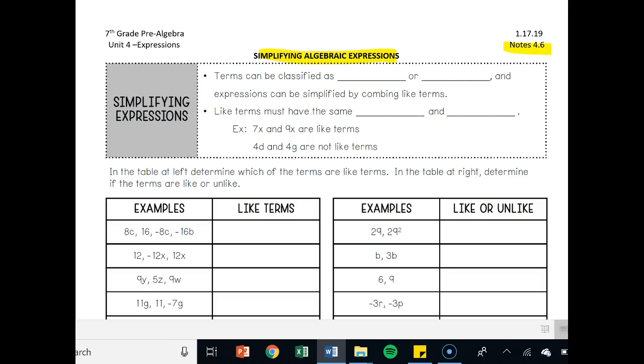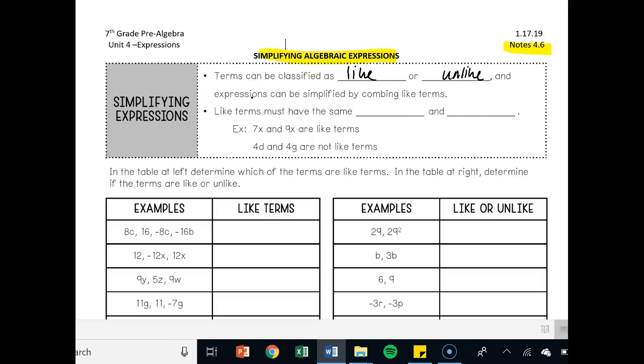So yesterday we were evaluating algebraic expressions where I would tell you what the variable meant and you got a number as your answer. Today you are still going to have variables in your answer. So terms can be classified as like or unlike terms. And expressions can be simplified by combining the like terms.